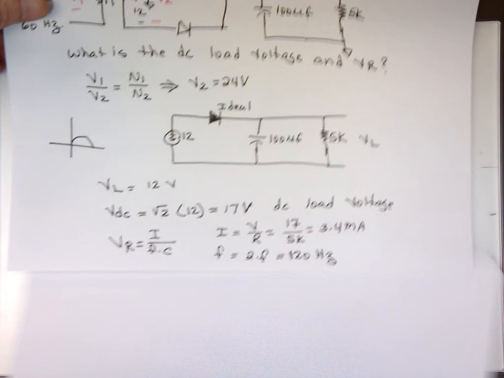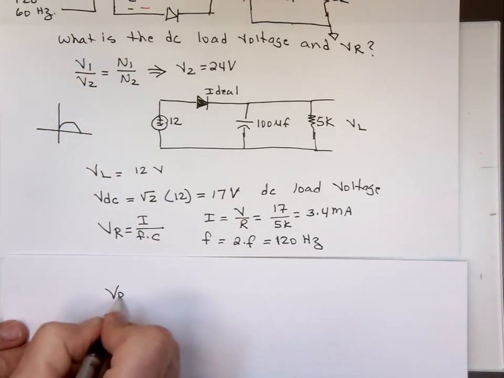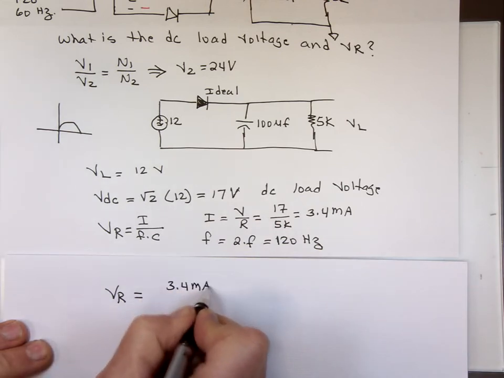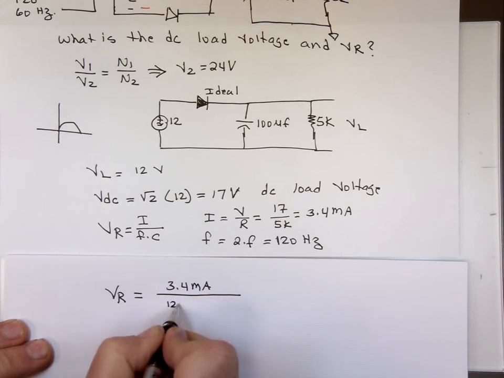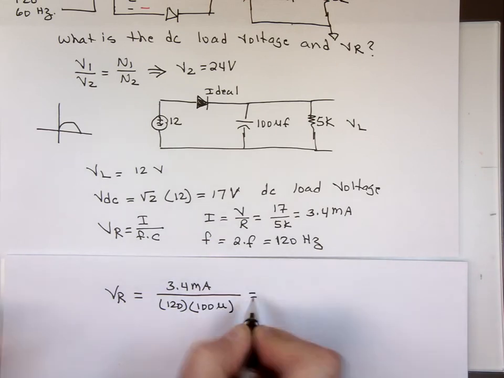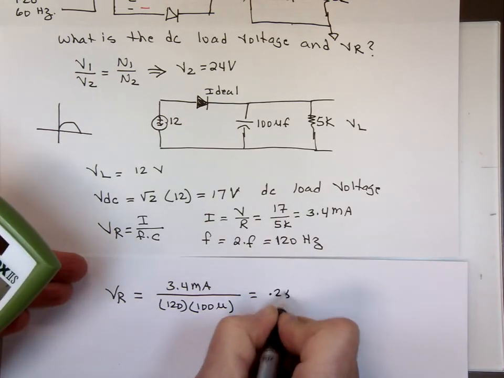So what is my VR equal to? It's going to be 3.4 milliamp divided by the frequency, which is 120, times the value of the capacitor, which is 100 micro. Now let's see what that number is. Divided by 120, divided by 100 micro, and it's 0.28 volts peak to peak. Much smaller.